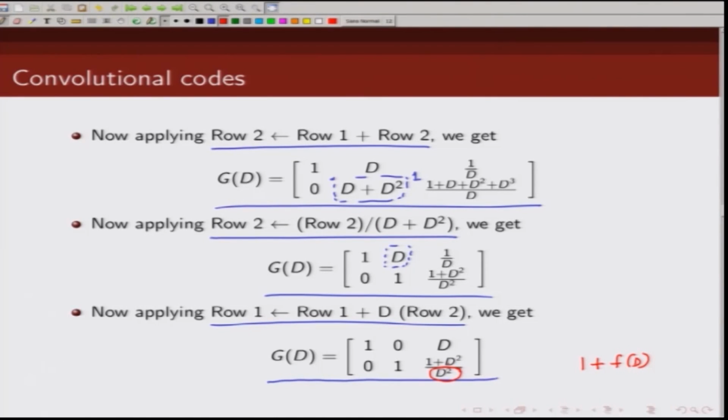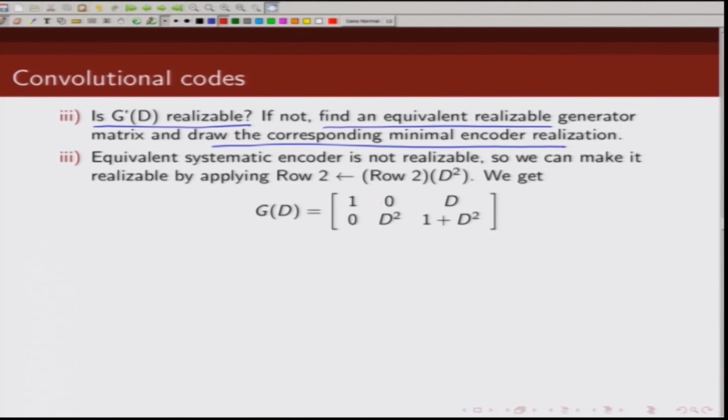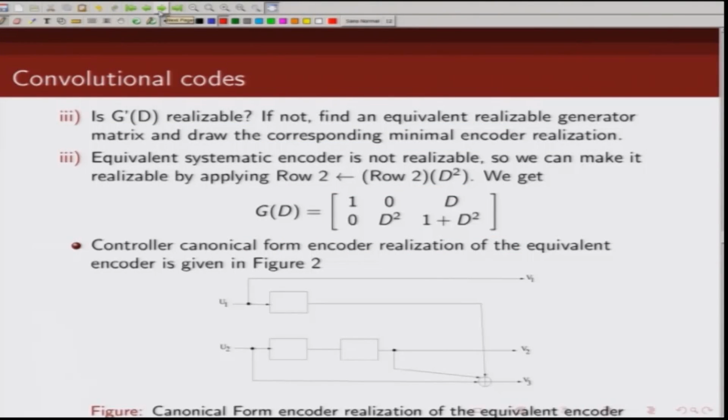However, if we multiply this by D square, what we get after this transformation is this. So, what we are getting now is a new equivalent encoder which is in the feed forward form and it is realizable. So, how do we realize it? Again, if we are using controller canonical form realization, we will have one set of shift registers for this input, and another set of shift registers for this input.